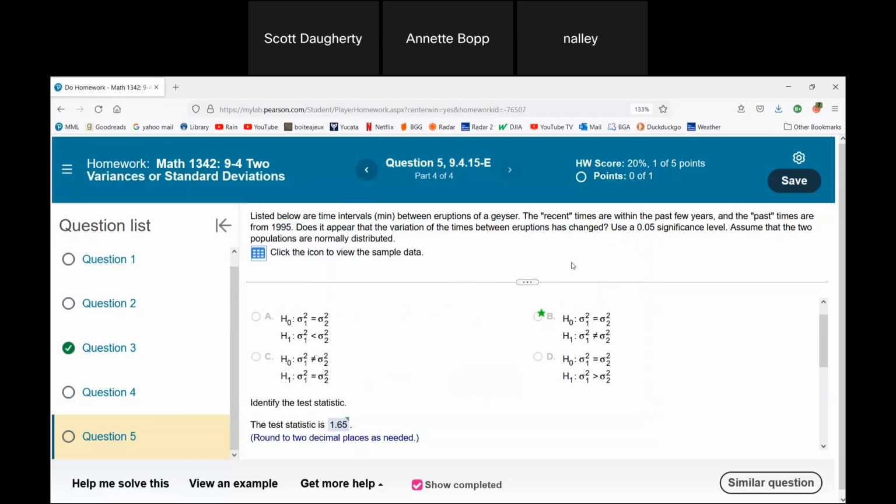Okay, and so they ask, does it appear that the variation of times between eruptions has changed? So they're not actually making a claim. They just want to know whether there appears to be a variation between the times. But I want you to use a 0.05 significance level to test. They're not really making a claim.